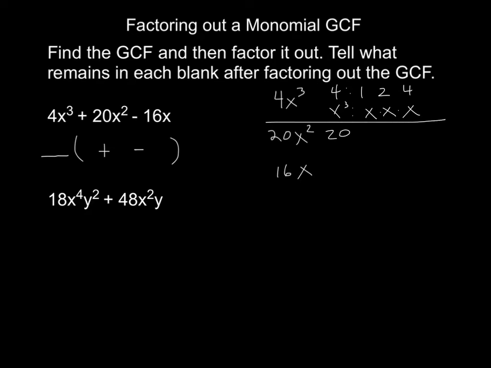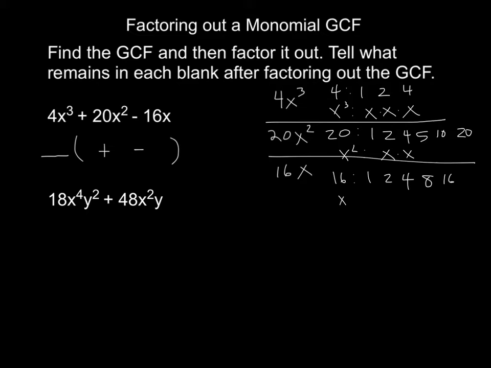Next we have 20, which is 1 times 20, 2 times 10, and 4 times 5. Our x to the second power here is x times x. The factors of 16 are 1 and 16, 2 and 8, and then 4 times 4 is 16, so the factor of 4. And with x, we just have an x. Now if we circle what's in common between all three terms, there's a 1 that's common with all three terms. Notice there's a 2 in all three terms as well, and there's a 4 in all three terms. So the greatest common factor for the numbers is 4.